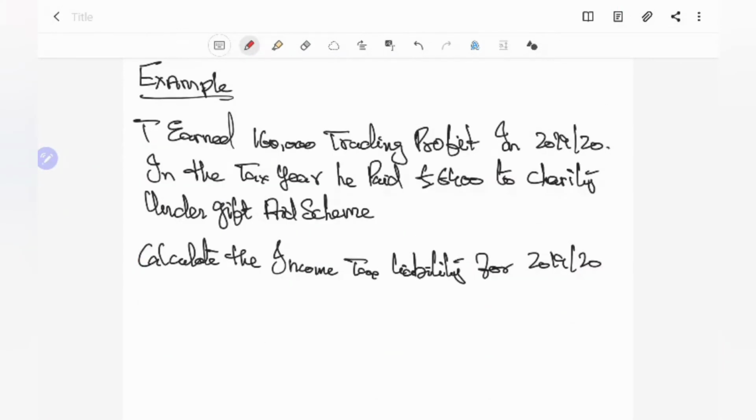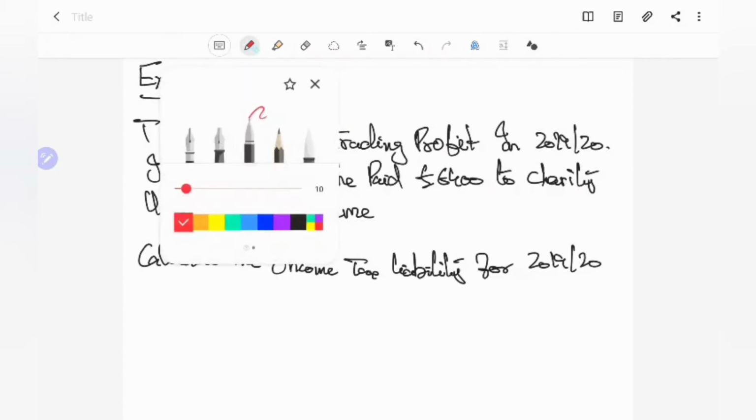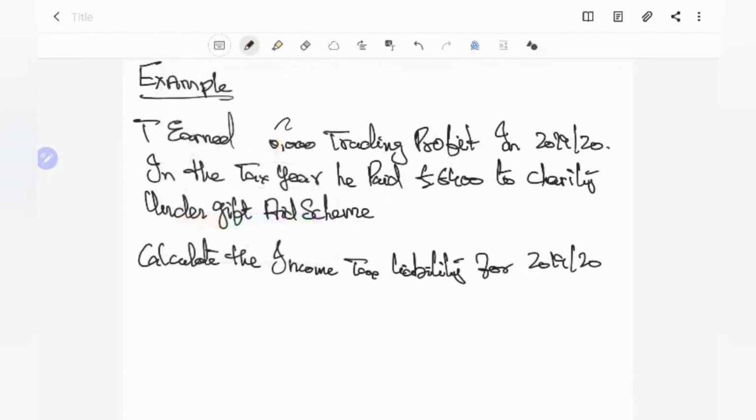Now let's do another example. Let me correct it, just a second, sorry. T earned 160,000 trading profit in 2019-20. In the tax year he paid 6,400 pounds to charity under the gift aid scheme. Calculate the income tax liability for 2019-20.